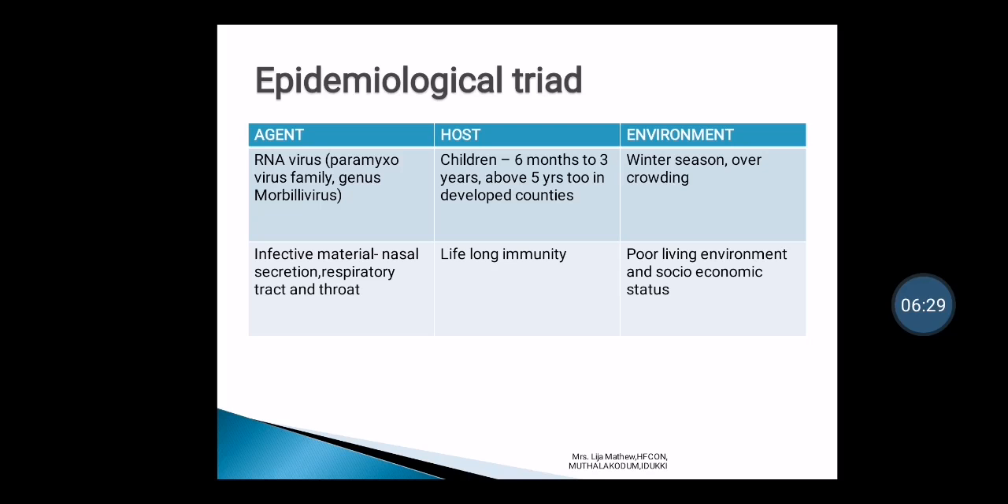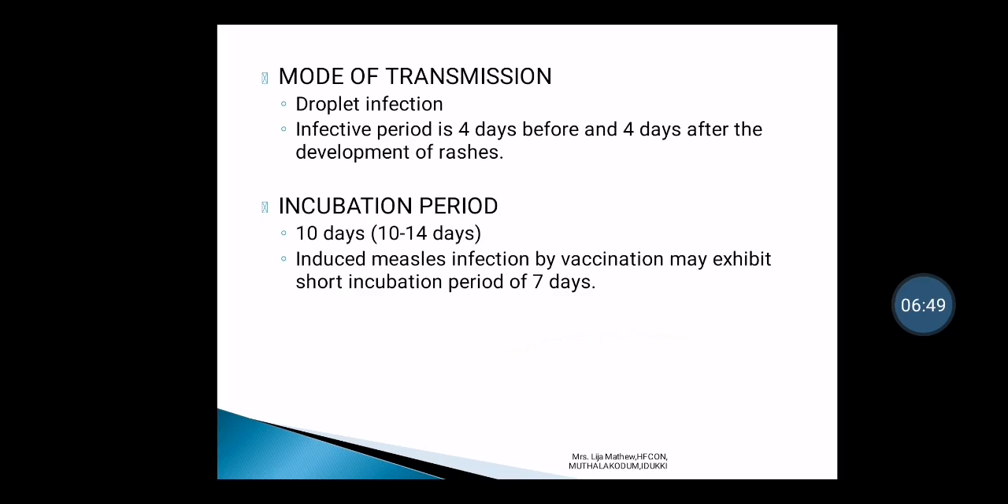And overcrowding also. So winter season, overcrowding, poor living environmental conditions, and poor socio-economic status. In these regions, personal hygiene and social distancing are not much possible. So in poor living environmental conditions, it can spread faster.